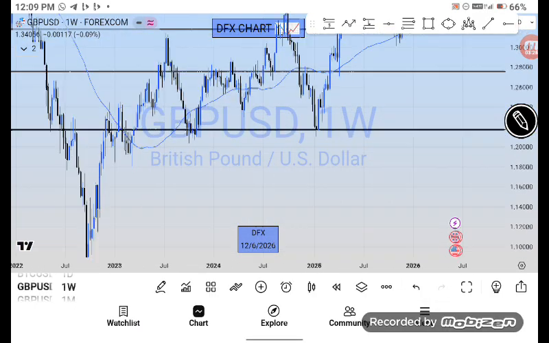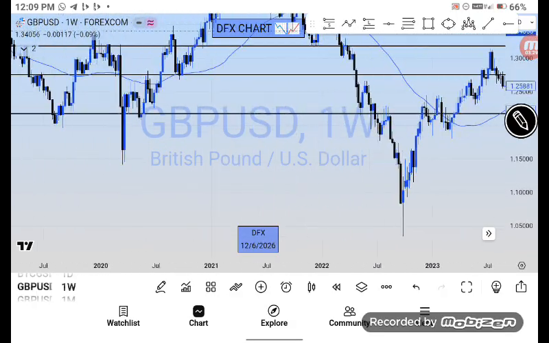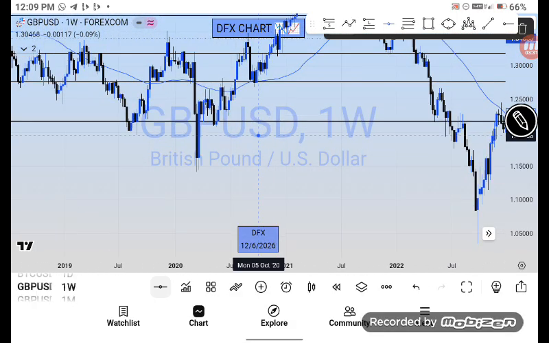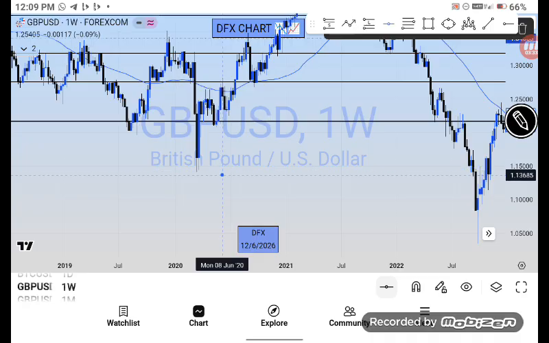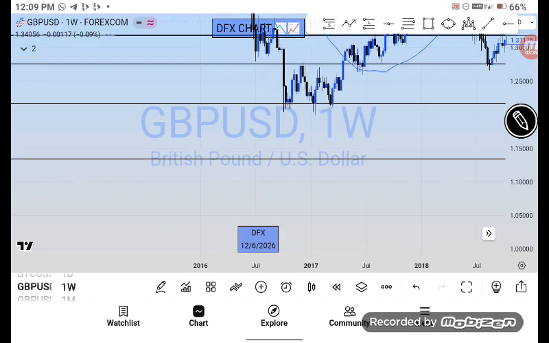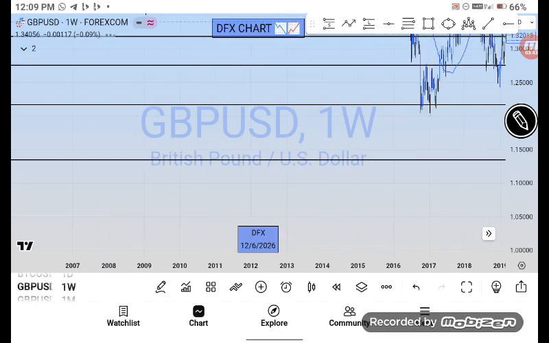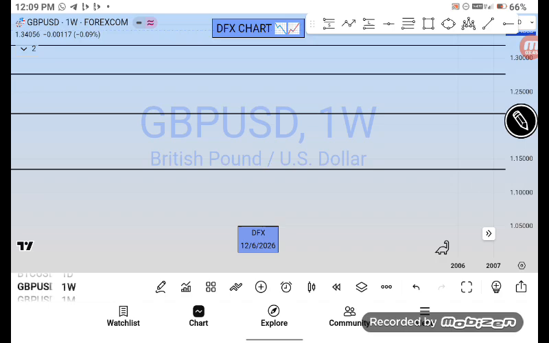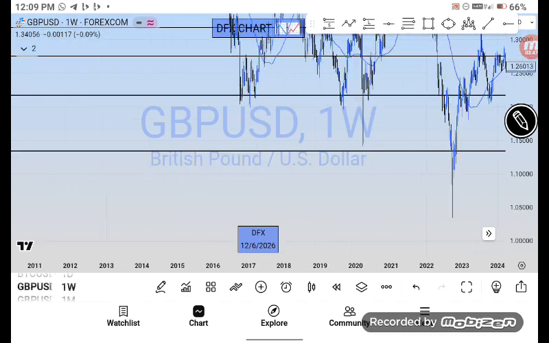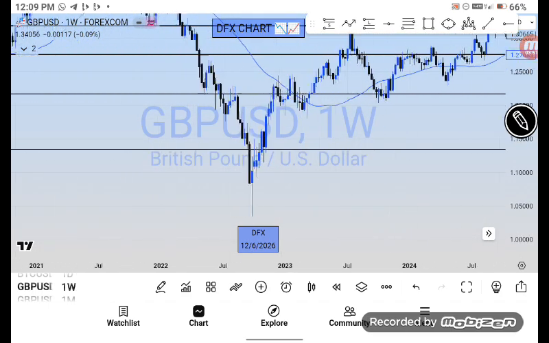Now your support and resistance, or your key level, is not just a line. Do you get me? Not just a line. Let me go back. It's not just a line. They are boxes. I'm just using this line now for learning purposes. All right, okay, I think that is okay.